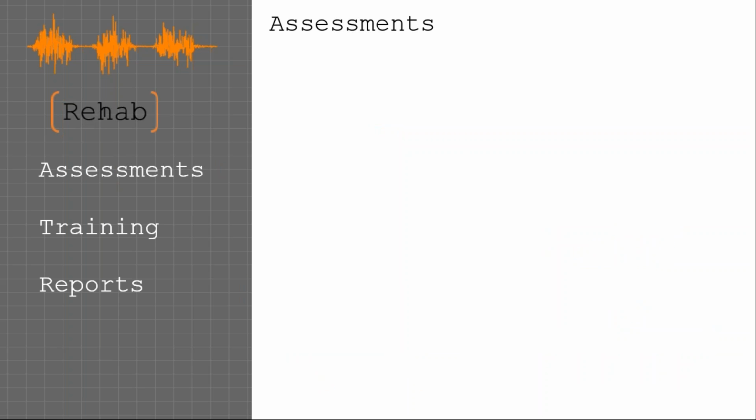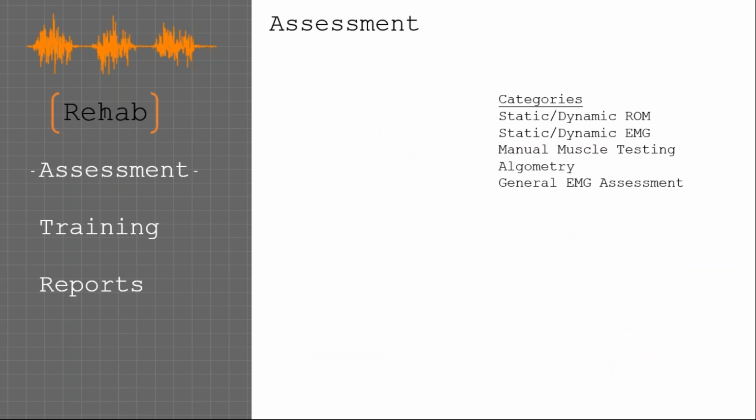So the first part of our software that we're going to mention is assessment. When I break down our software, we're really talking about assessments, training, and then how we view the data after the fact. The rehab suite has a ton of assessments in a lot of different categories. So we had mentioned what the rehab suite does. These categories are outlining that.